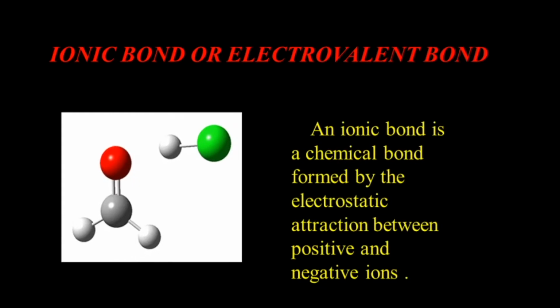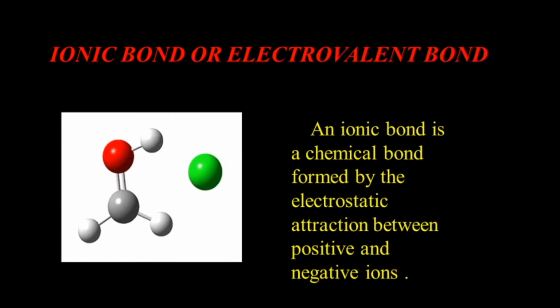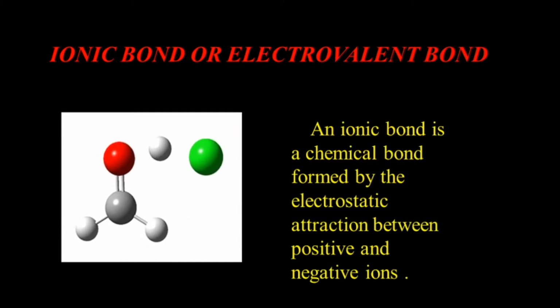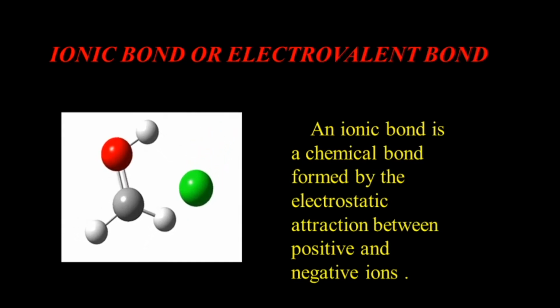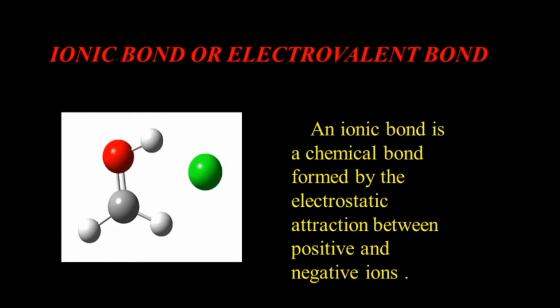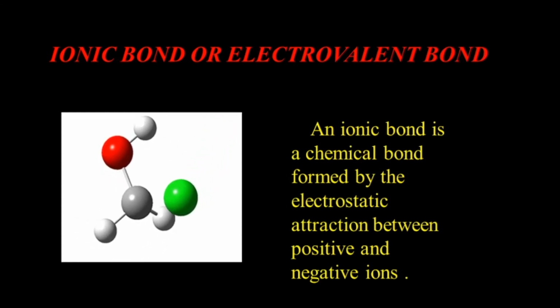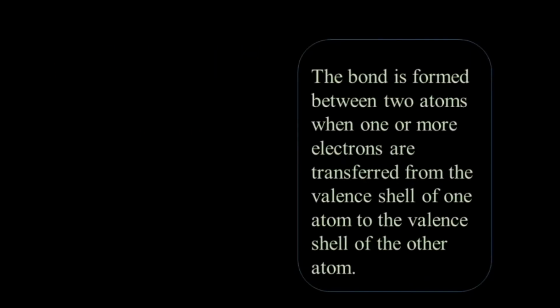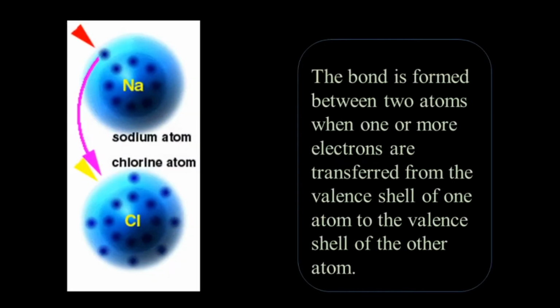Already you know, like charges repel each other and unlike charges attract each other. So if the positive and negative ions are present together, automatically the electrostatic force is formed and it forms a bond that is called an ionic bond. The bond is formed between two atoms. In this, one atom loses an electron, that means the electron is transferred from one atom's valence shell to another atom's valence shell.